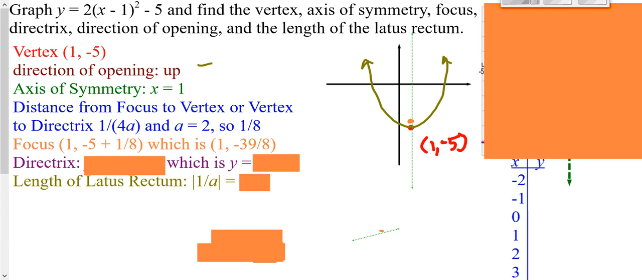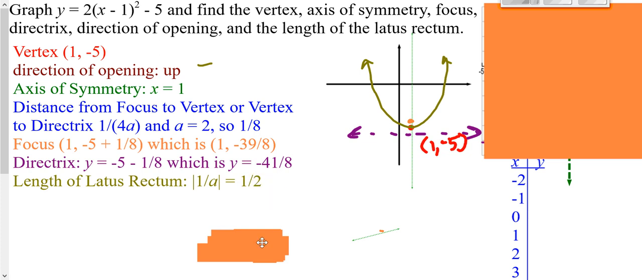My directrix then would be 1/(4a), or 1/8 of a unit down, and it would be a horizontal line. If I was at a height of -5, went down 1/8, that would be subtracting. I know I'm horizontal, so I know it's y equals -5 minus 1/8, and I get this. And then the latus rectum would be 1 over a, a is 2, so it gets 1/2.